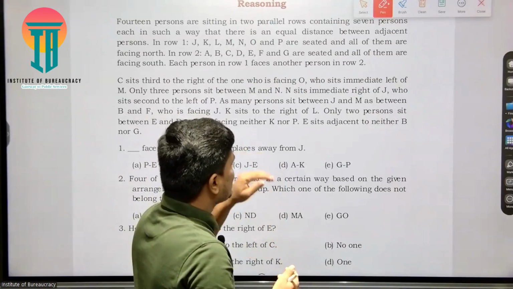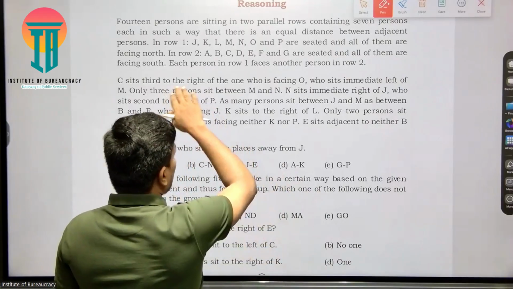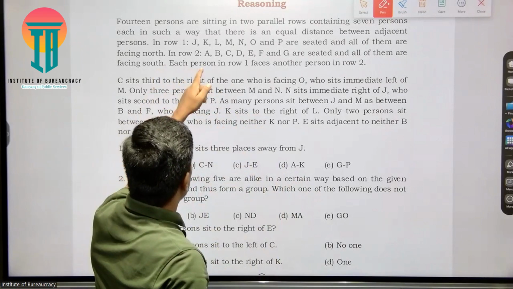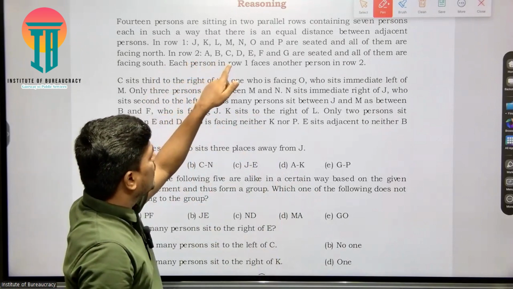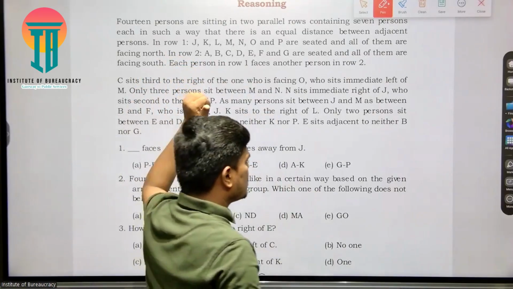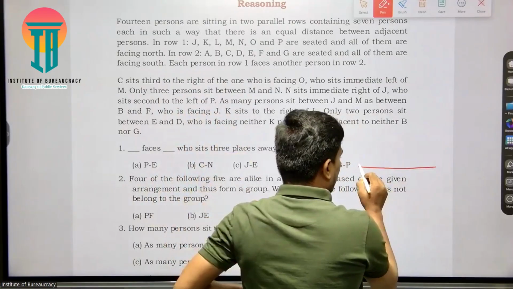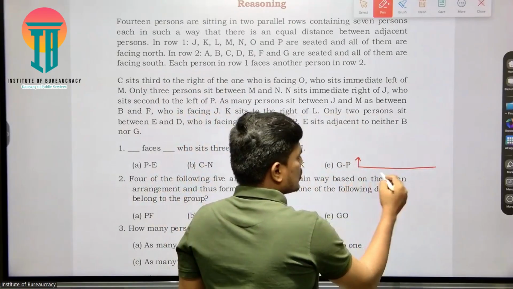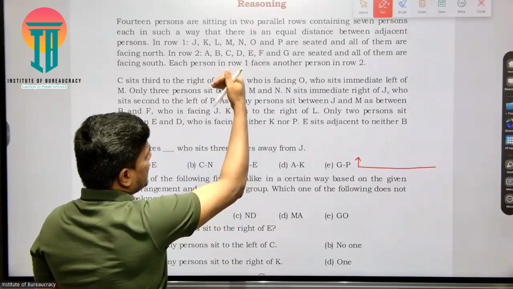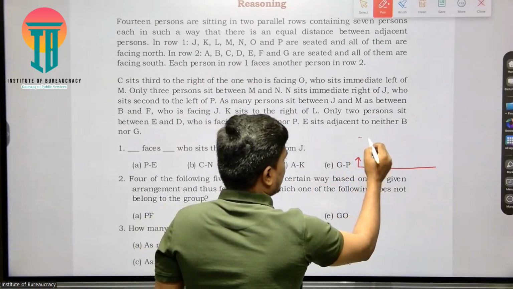So here this question is based on two lines. The first line, let's call it row 1, row 2. The row 1 people are J, K, L, M, N, O, P. They are all facing north. That means the people sitting in the first line are going to face the north. This is row 1. The row 2, those who are sitting, are A, B, C, D, E, F, G. They are going to face the south.